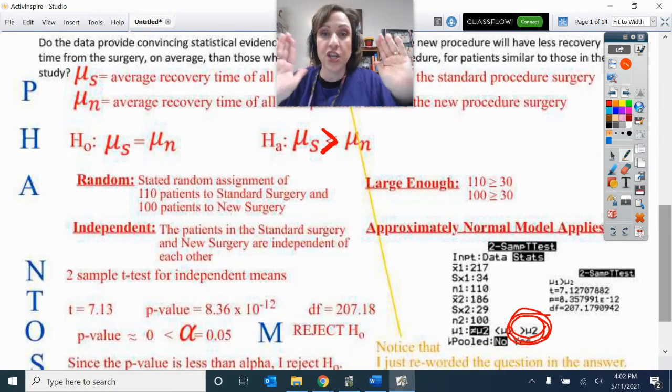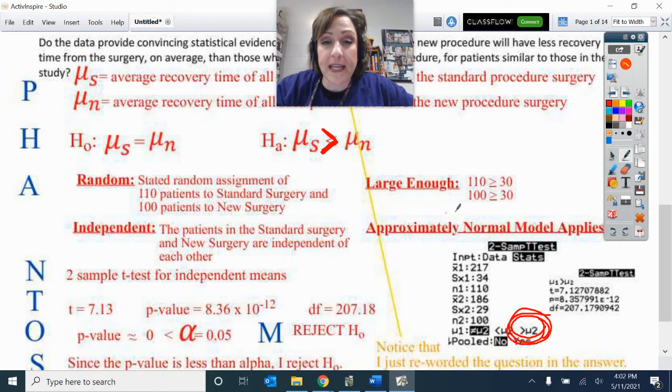Okay. Conditions, let's talk about those. Random, independent, large enough, and then the approximately normal model applies. So random for both groups. It had stated random assignment of the 110 patients to the standard surgery and 100 patients to the new surgery. We had volunteers, but we stated random assignment. Independent. Okay, we don't need to do the 10% rule. Remember, this was something new that I have learned this year, is that only if there's random selection, you're randomly selecting from the population, okay?